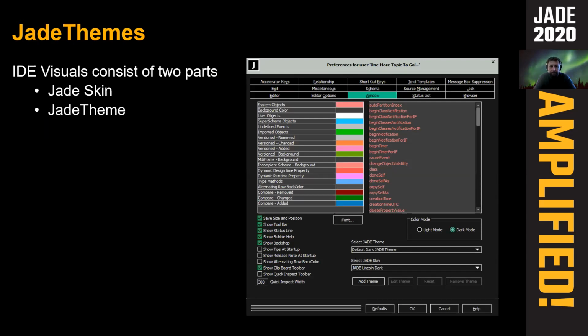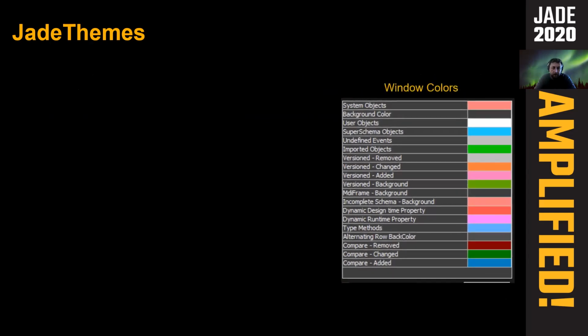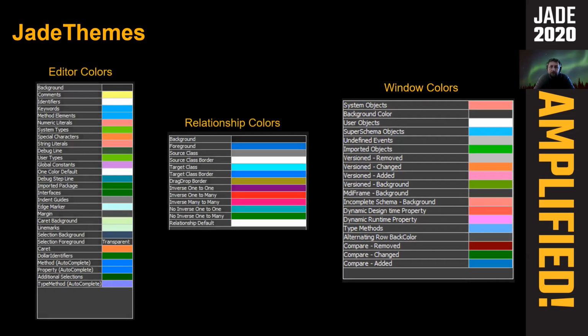JADE themes. So I should note that the cohesive dark IDE look in our IDE isn't just created solely with skins. There are 2 parts of the IDE visuals here. There's the skin itself, and then there's the relationship editor and window colors. And these 3 color sets are accessible and customizable from the user preferences dialog. And a JADE theme consists just of a color palette that represents these 3 color sets.